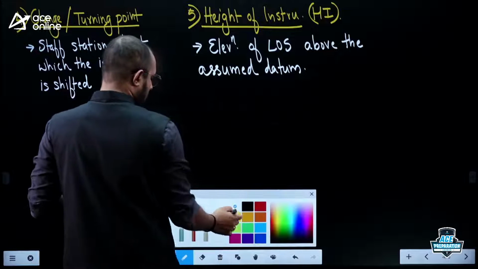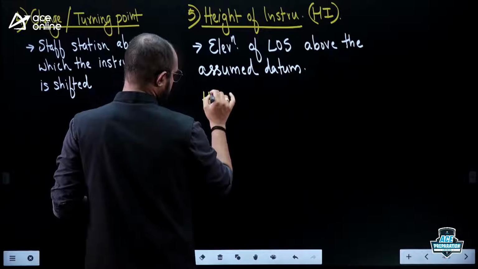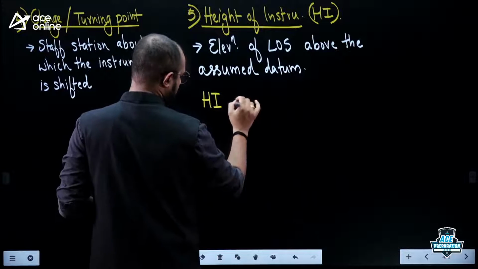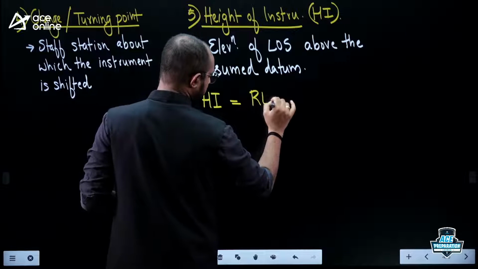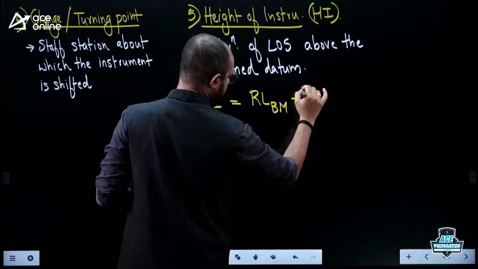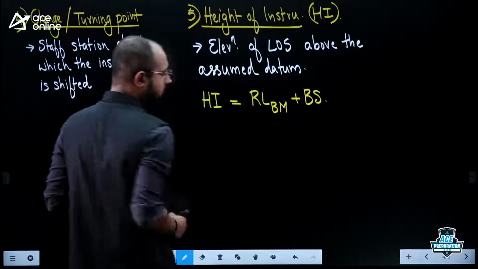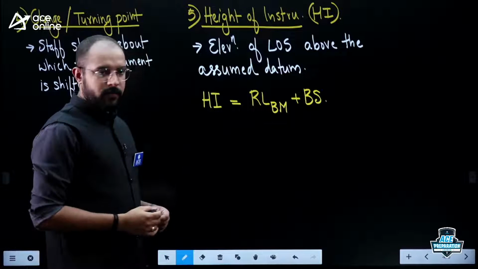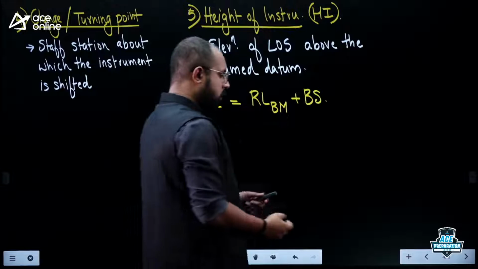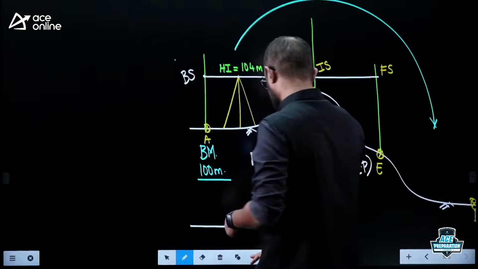Now, what is the formula to calculate height of the instrument? We just found that the height of the instrument is calculated as reduced level of the benchmark plus backside. Reduced level of benchmark plus backside. That is how you calculate the height of the instrument. Right, so let us go back to that figure here. Let us do some more discussions here.